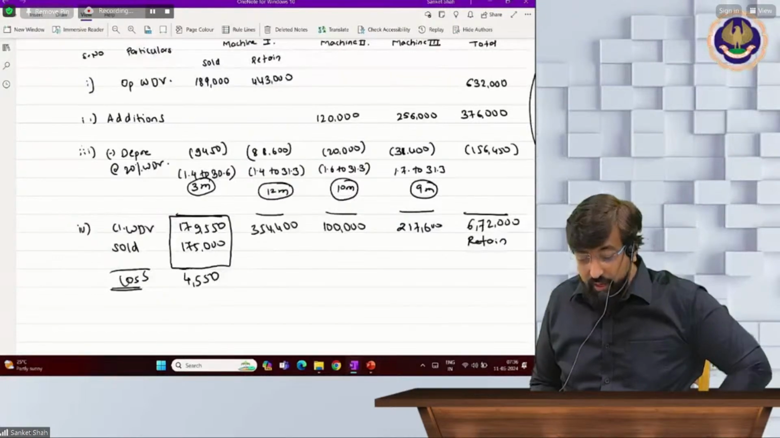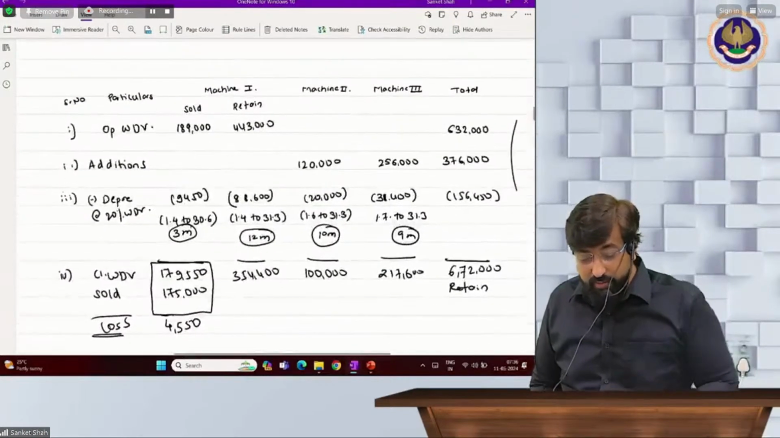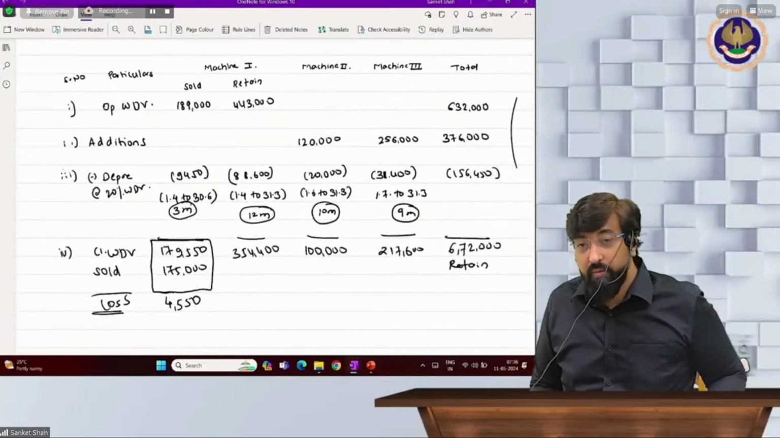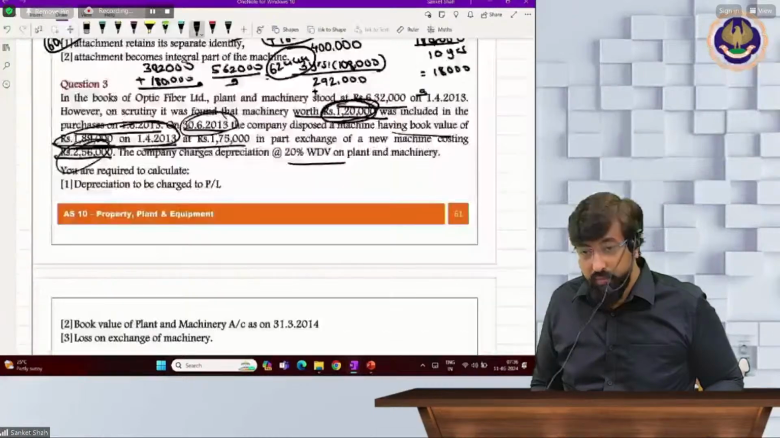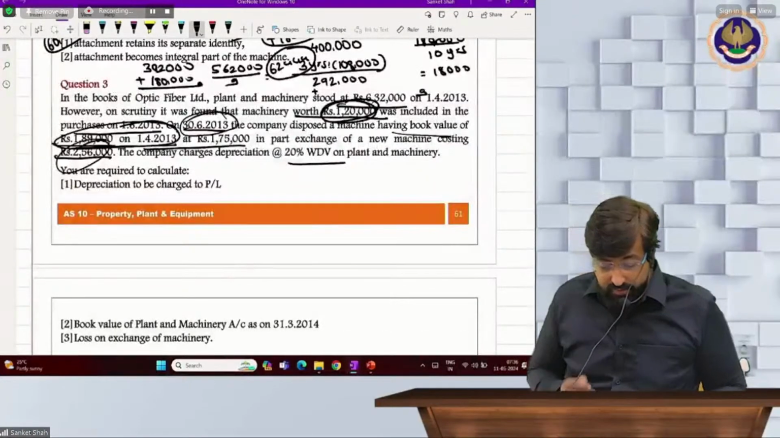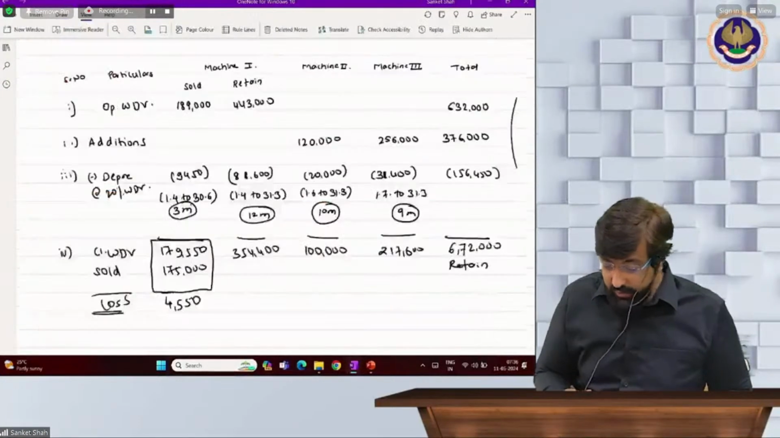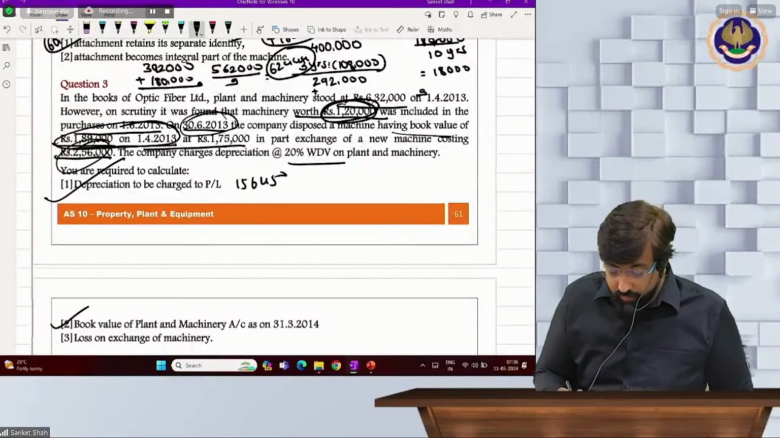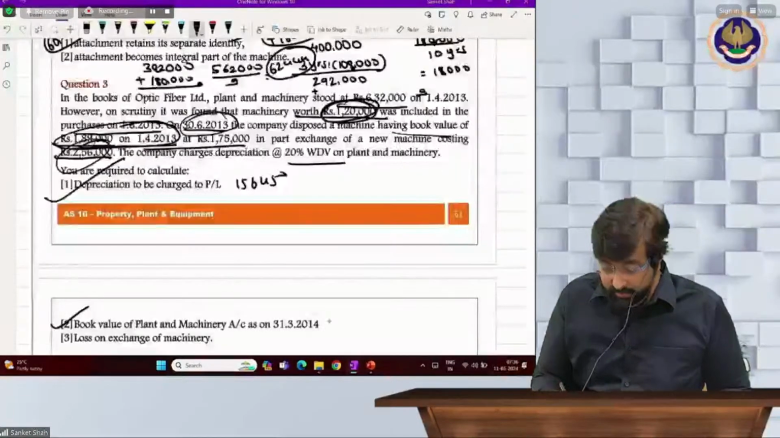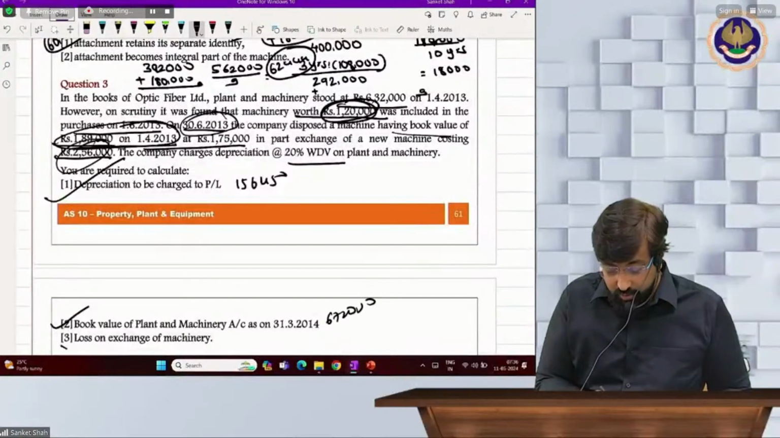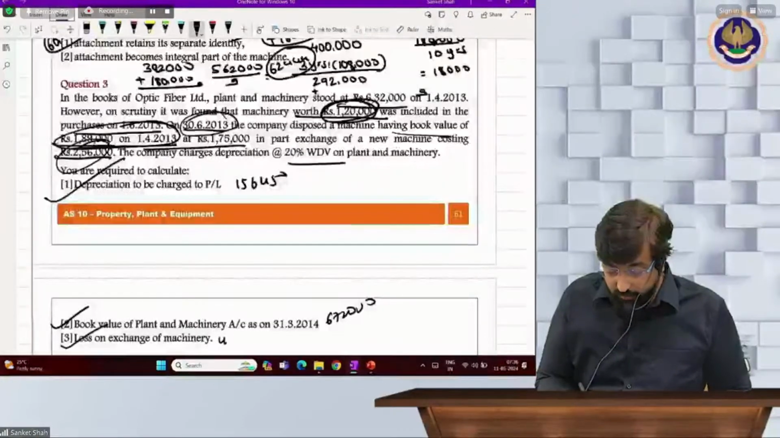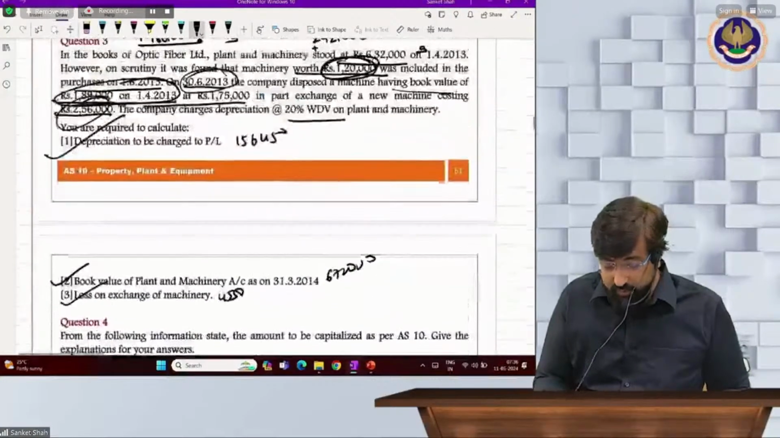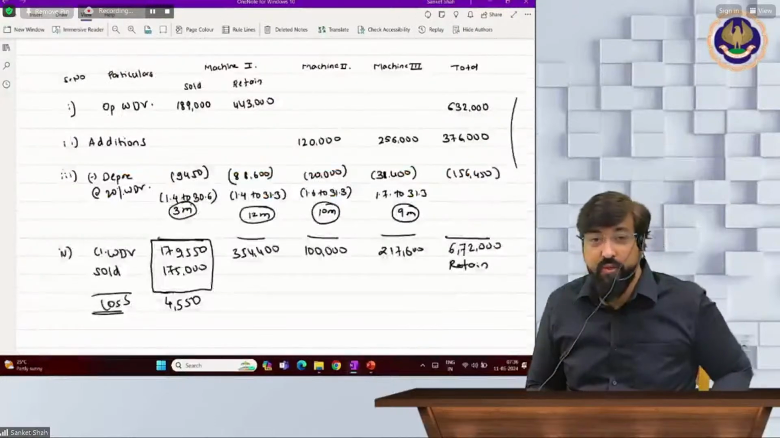Now tell me whether this table helps you out. Depreciation charge, yes, we got the answer: 156,450. Book value of the plant and machinery on 31st March, 6 lakh 72,000. Loss on exchange of machinery, 4,550. We are getting all 3 answers correctly. 5 marks will be yours.